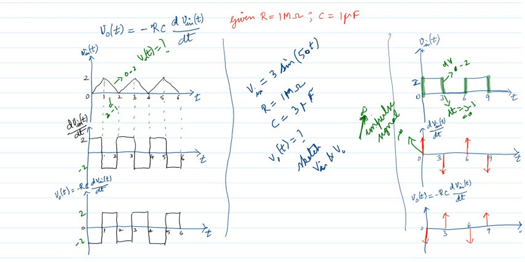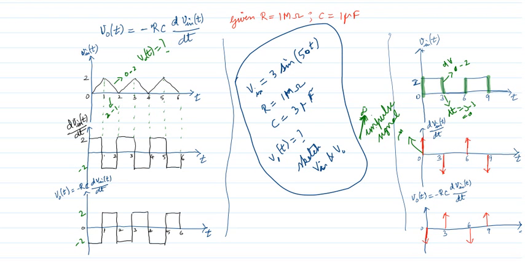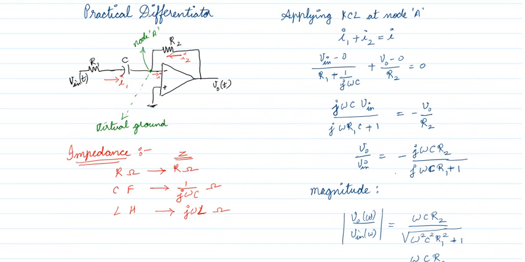Okay, this problem I am giving as an assignment, right? The input is 3 sine 50t, R is 1 mega ohm, C is 3 microfarad. You try to find out V naught of t for the given differentiator circuit. This is the expression you have to use, and sketch Vin and V naught of t, right? Practice this problem. Okay, next we will move into the practical differentiator.